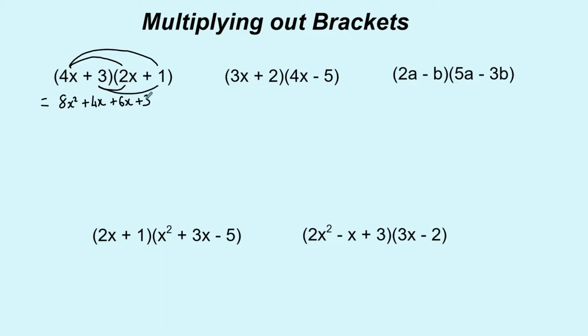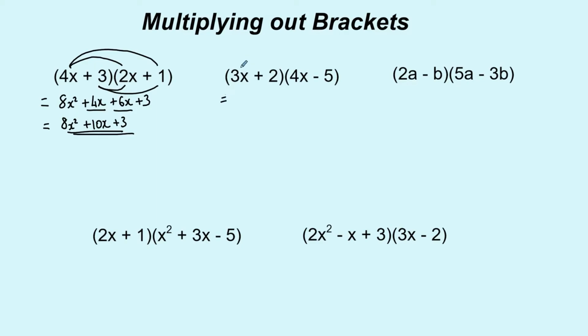Now, we have to look to see if there's any like terms we can collect, and there usually will be in a question like this. So 8x squared, that's the only x squared term. We've got a 4x and a 6x, both positives. That gives us a plus 10x when we combine them, or collect like terms. And the number term at the end, plus 3. So we're going to do the same thing with the other questions here. They're going to start introducing negatives, which makes it a little bit trickier, so just be careful.